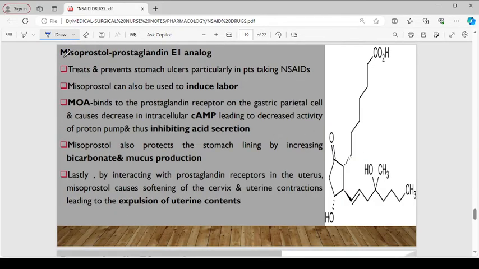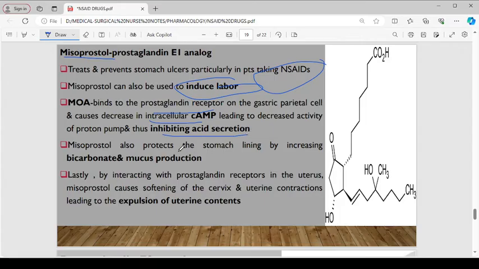The third member is misoprostol, which is used to treat and prevent stomach ulcers, particularly in patients who are taking these NSAIDs. So misoprostol can also be used to induce labor, and that's why it's used in treatment for therapeutic abortion. Right? So the mode of mechanism is that it works by binding to prostaglandin receptor on the gastric parietal cell and causes decrease in intracellular cyclic AMP, leading to decreased activity of proton pump and thus inhibiting acid secretion.